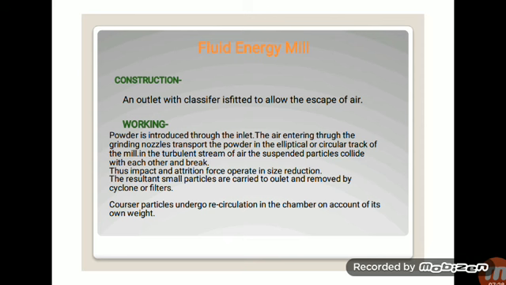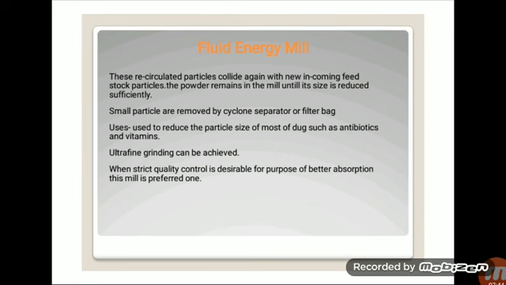The resultant small particles are carried to the outlet and removed by the cyclone separator. And those having the larger or coarse size undergo recirculation in the chamber on account of their own weight. These recirculated particles collide again with each other and with new incoming feed materials. The powders remain in the mill until the size is reduced sufficiently.